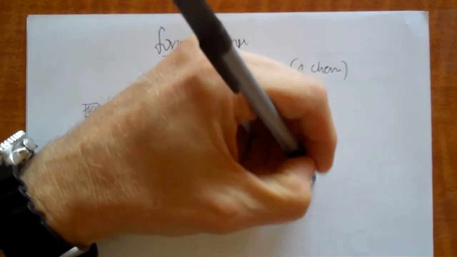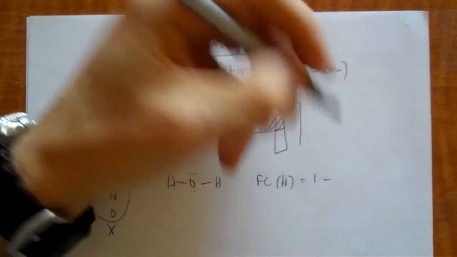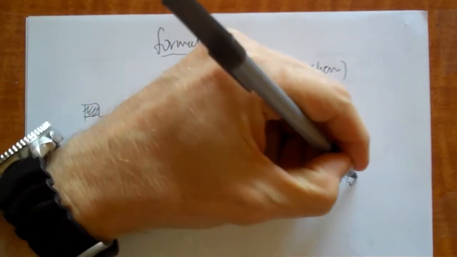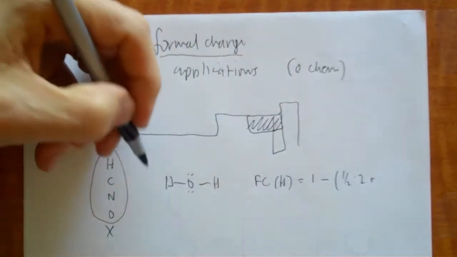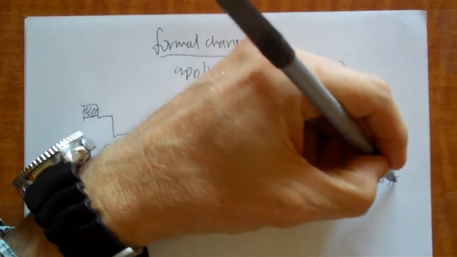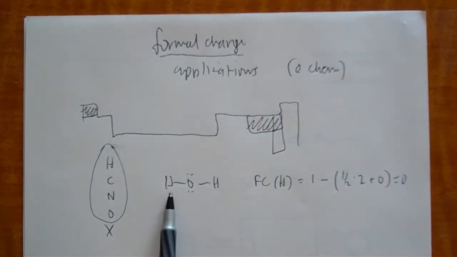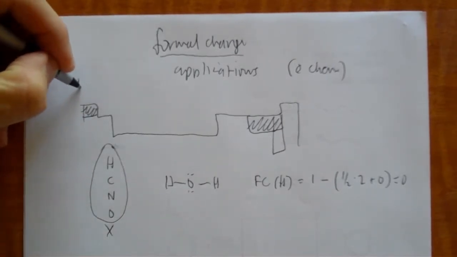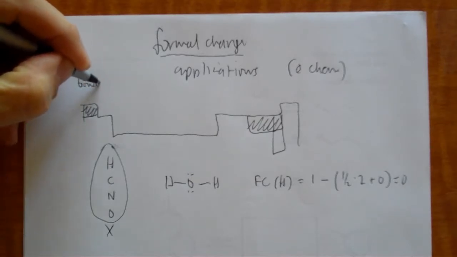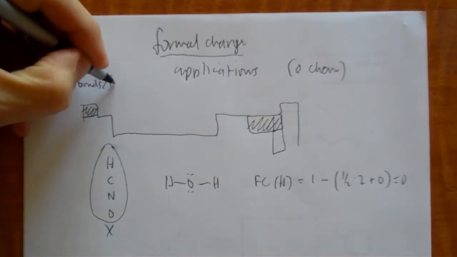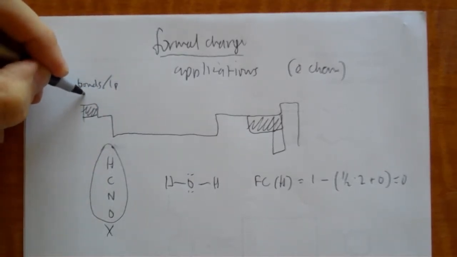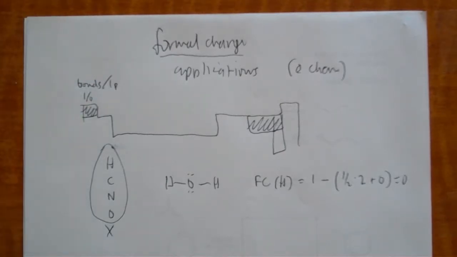is the valence number, which is 1, minus half of the shared, which is 2, and all of the unshared, which is 0, right? And if you do that a bunch of times, you pretty much come to expect that hydrogen's going to have 1 bond and no lone pairs of electrons. I'm going to make up some notation here. Bonds, lone pairs. Okay, 1 bond and no lone pairs.